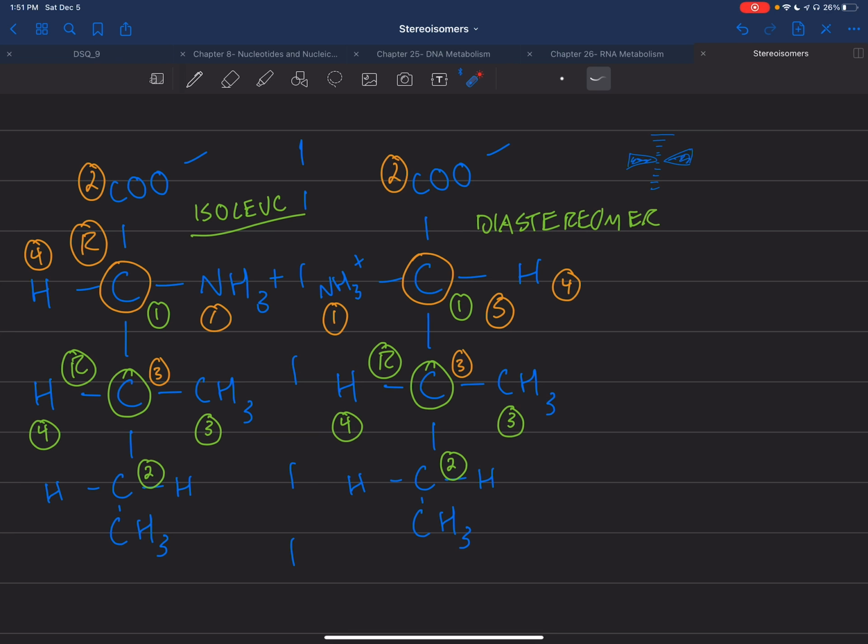The other way that I can make a diastereomer of this is if I kept this NH3 here, and I kept the hydrogen here, just like this, but I swapped my methyl with my hydrogen here. If I brought this methyl here, and this hydrogen here, I would then make this S, and that would be the second diastereomer, okay?